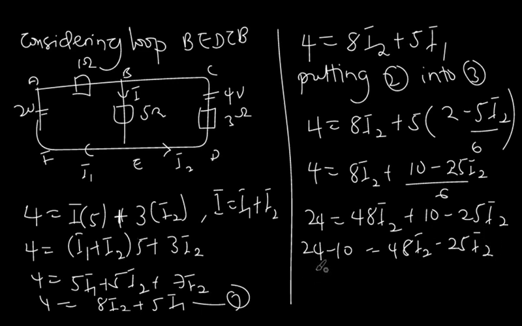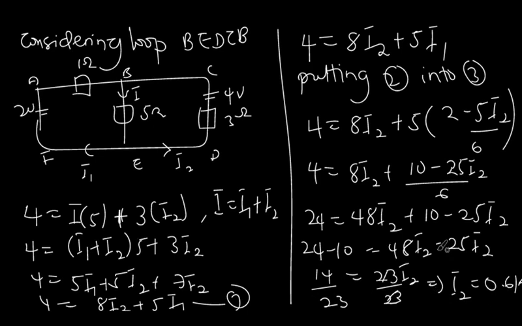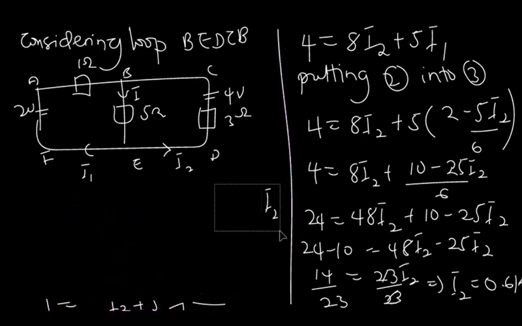So this means we have 14 is equal to 23I2. So we divide both sides by 23. Okay, so we have our I2 to be equal to 0.61 ampere. Now if that holds true, if that is our value for I2, then let's try and get I1 so that we can combine I1 with I2 so that we can get our I, which is what the question is demanding that we find.